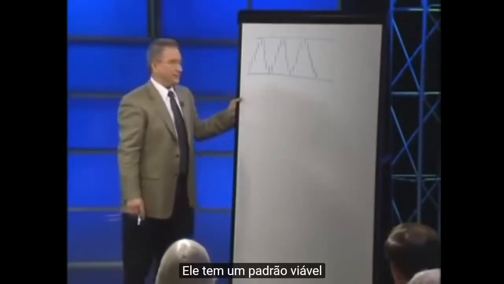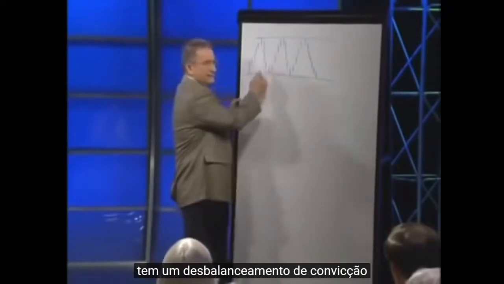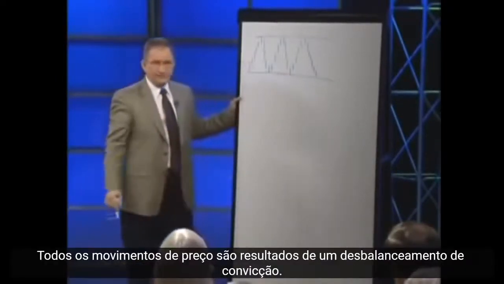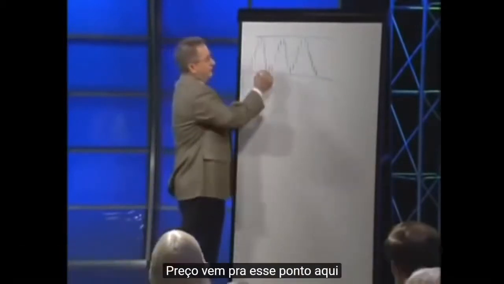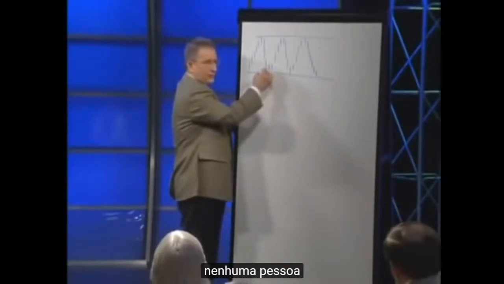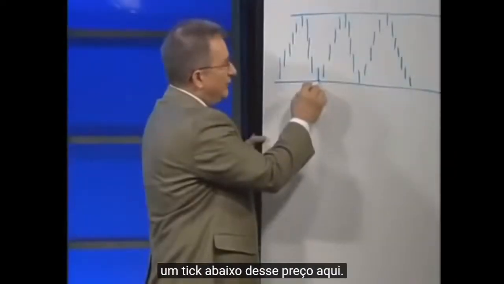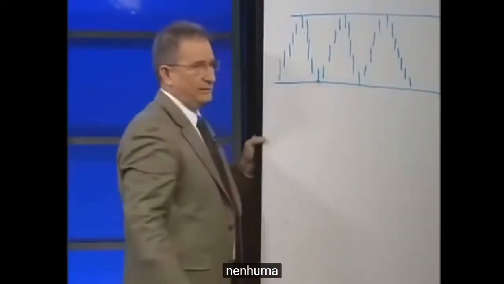He's got a viable pattern. All that happened here is that the market had an imbalance in conviction. Remember, all price movements are a result of an imbalance in conviction. The market came down to this point right here. There wasn't one person in the world, not one, now I'm going to say this, not one person in the whole world, that would take out the bids to offer this market 1 tick lower than this price right here. Not one.